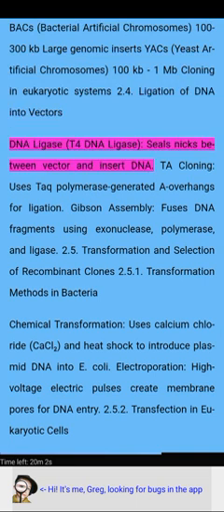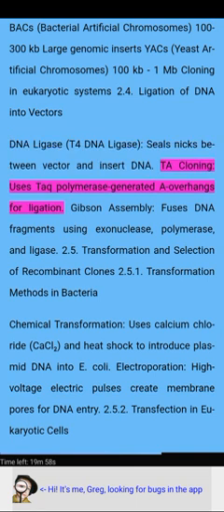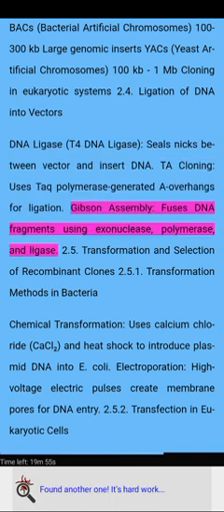2.4. Ligation of DNA into vectors. DNA ligase: T4 DNA ligase seals nicks between vector and insert DNA. TA cloning uses Taq polymerase-generated A overhangs for ligation. Gibson assembly fuses DNA fragments using exonuclease, polymerase, and ligase.